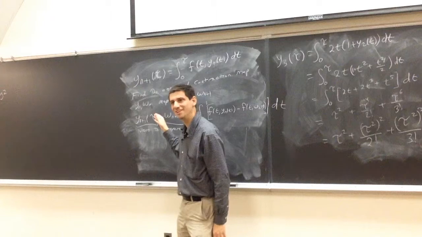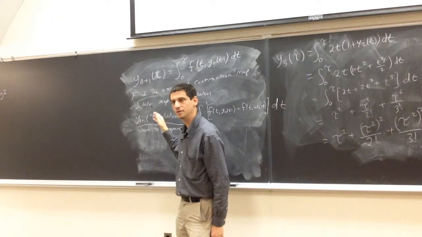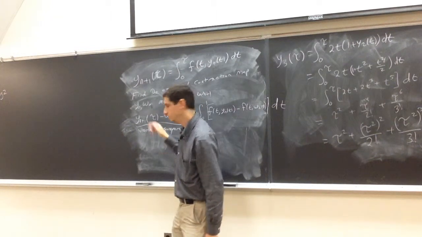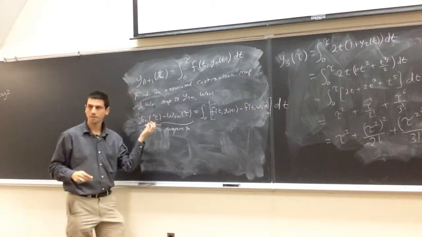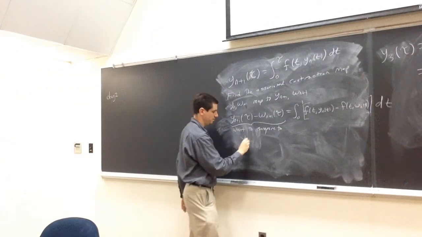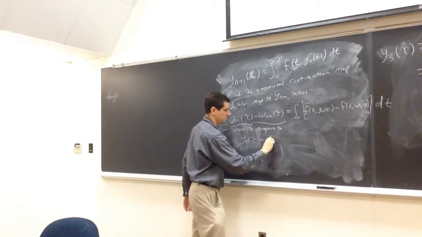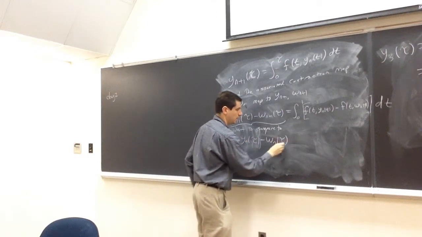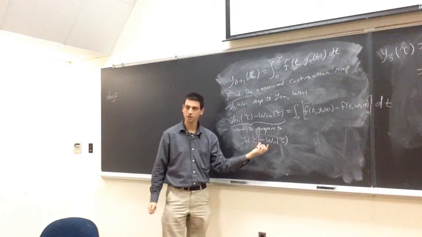I want to compare it to what? You want to compare it to one bigger or smaller so you know which direction it's going? Right, so I want to compare it to y_n tau, that's half of it, minus w_n tau. Excellent. I want to show somehow that this is smaller than this.